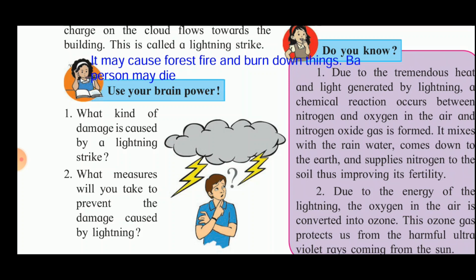The measures to be taken to prevent the damage caused by lightning: always put a lightning conductor on tall buildings. Do not stand in open ground, below a tree, or near an electric or telephone pole during rain or a thunderstorm. Do not lean on wired fences. Do not use plugged in electrical appliances. Do not swim during thunderstorms. Stay in a pakka house with a lightning conductor fitted on it.